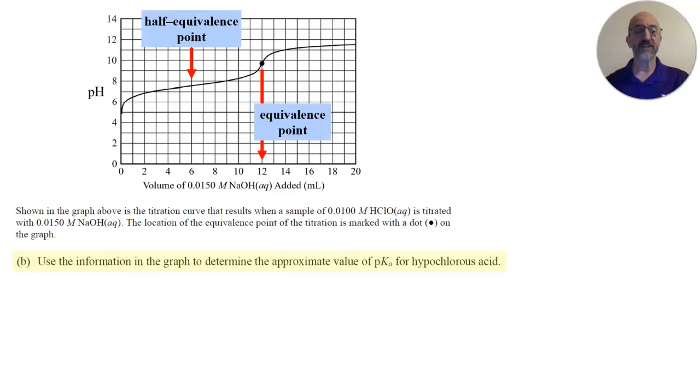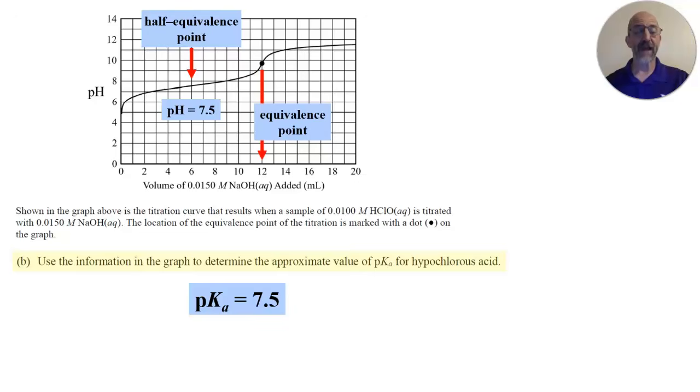Now, what's the pH at the half equivalence point? Well, I would say it's somewhere between 7 and 8. Looks like it's approximately halfway. So I'm going to say it's approximately 7.5. And if the pH is 7.5 at the half equivalence point, then I've just answered part B. pH equals pKa at the half equivalence point, so the pKa is equal to approximately 7.5.